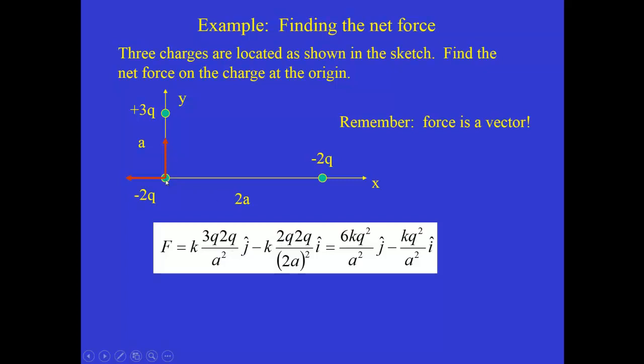Then there's going to be a force in the negative i hat direction given by k 2q 2q over the distance 2a squared. The minus sign takes care of the direction, that's along i hat. And so when we simplify, we find that our net force has a positive y component and a negative x component and would be pointing upward and to the left from the origin.